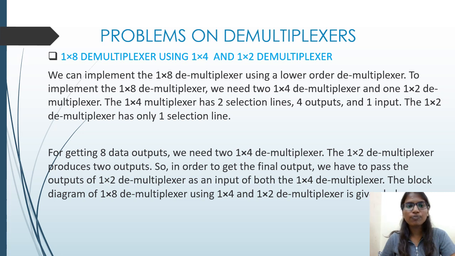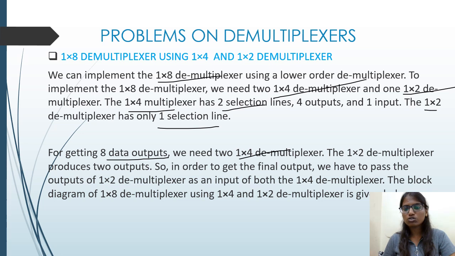Problems on demultiplexer. Creating 1 is to 8 demultiplexer using 1 is to 4 demultiplexer and 1 is to 2 demultiplexer. Here we can implement the 1 is to 8 demultiplexer using lower order demultiplexers. We will use a 1 is to 4 demultiplexer, which has 2 selection lines, 4 outputs and 1 input. The 1 is to 2 demultiplexer has only 1 selection line. For getting 8 data outputs, we need two 1 is to 4 demultiplexers and one 1 is to 2 demultiplexer.